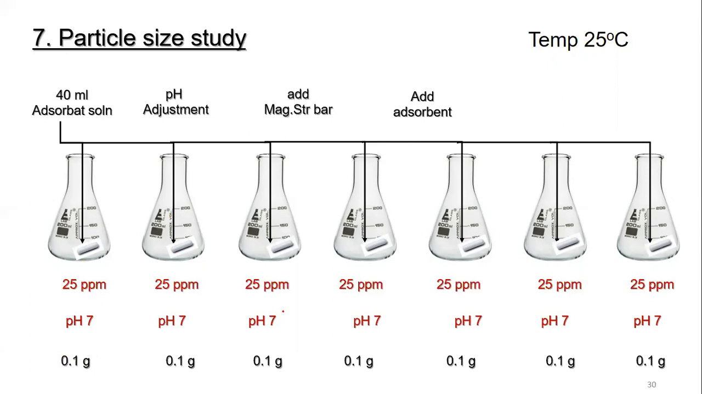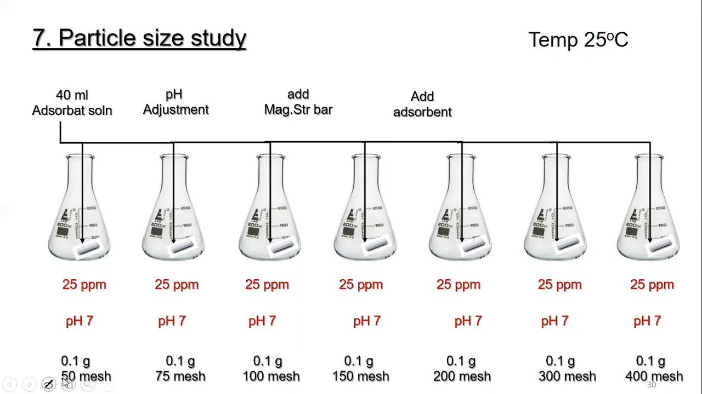But that 0.1 gram is not the same. Keep in mind, it may be different: this 0.1 is from 50 mesh, this is from 75 mesh, that is from 100 mesh, that is from 150 mesh, that is from 200 mesh, 300 mesh, and 400 mesh. It means that as I move to this side, size decreases, because an increase in the mesh number is the indication of a reduction in size.